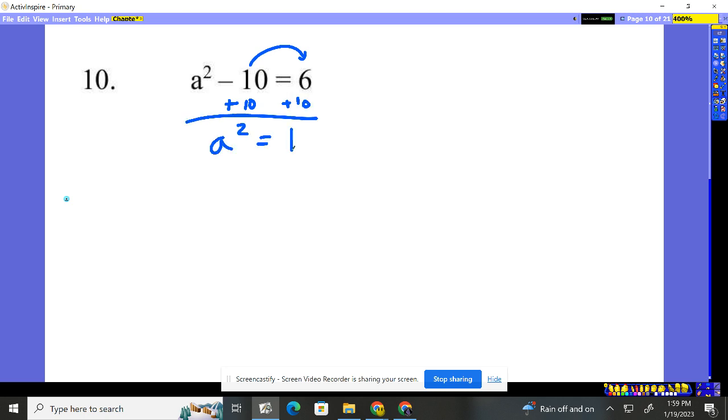What number squared gives you 16? I can see a 4 or the negative 4. Showing my work, I take the square root. I get a equals a positive 4 and also a negative 4.